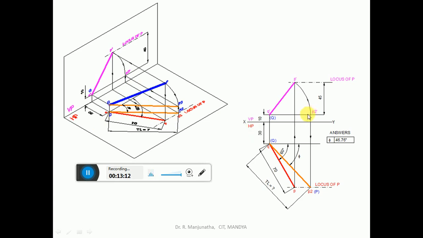Once you do that, Q dash P dash is parallel to HP. Now when you project this point onto the locus of Q, you get this small P2. So this is the line which is the true length. And why is this capital Q and this capital P? Because this line is parallel to HP, so you are getting the true length in HP. Then identify the angle phi and measure that angle. This is how we will be able to solve the problem.